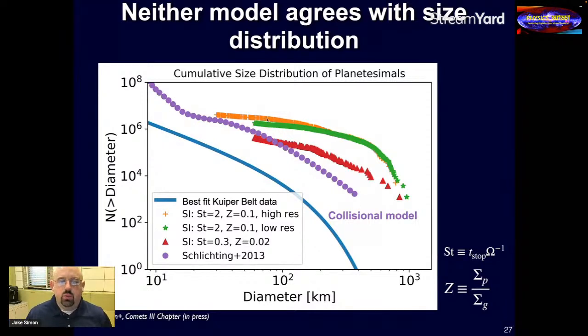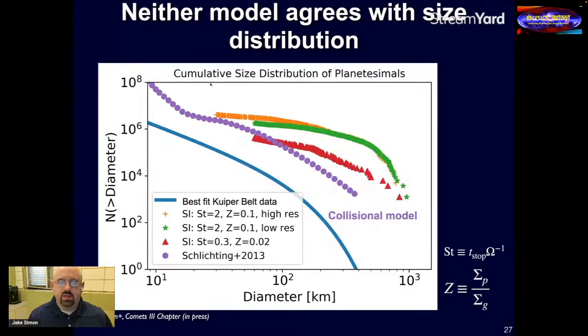So the green, orange, and red clearly have too many planetesimals, and their shapes don't really match, maybe. It's hard to tell because they're so offset. But the collisional model also doesn't really agree. Maybe it looks a little bit closer, but again, produces way too many planetesimals. And if you want to look at the collisional model, the most recent, I think, was 10 years ago now by Hilke Schlichting in 2013. She's a professor at UCLA in Los Angeles in the US.